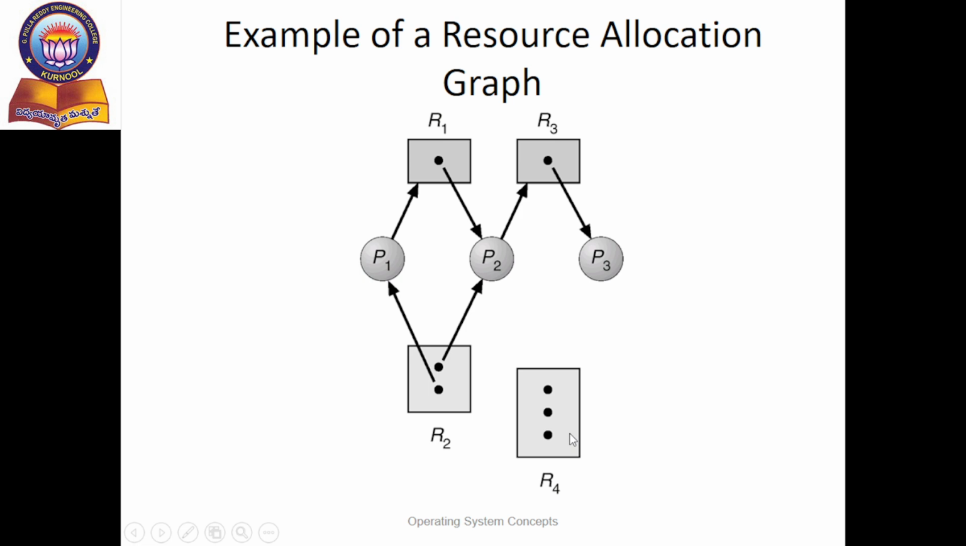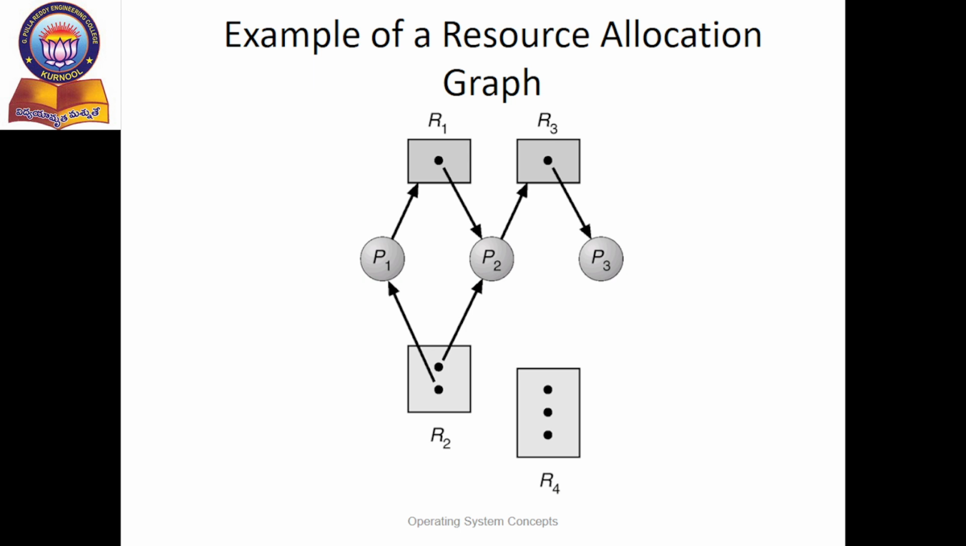Here if you see, we have an edge from P1 to R1. What is the meaning of this? P1 is requesting for resource R1, but resource R1 is already held by process P2. P2 is requesting for resource R3. R3 is already held by process P3. And if we see resource R2, we have 2 instances. One is held by process P1 and another is held by process P2. And finally, resource R4: currently no process is using it and no other process is waiting for resource R4. So this is an example where we can show the overall structure of a system.